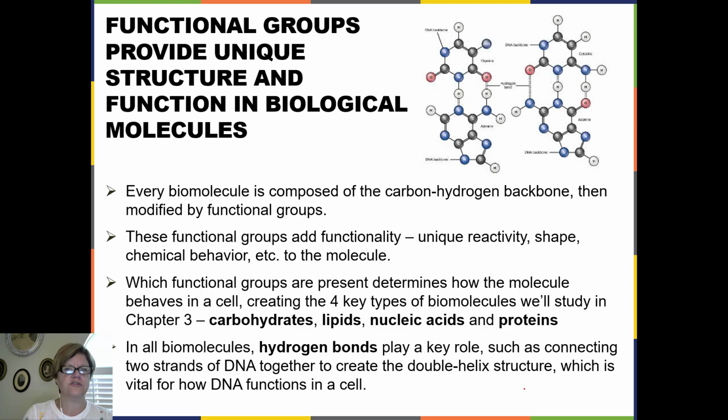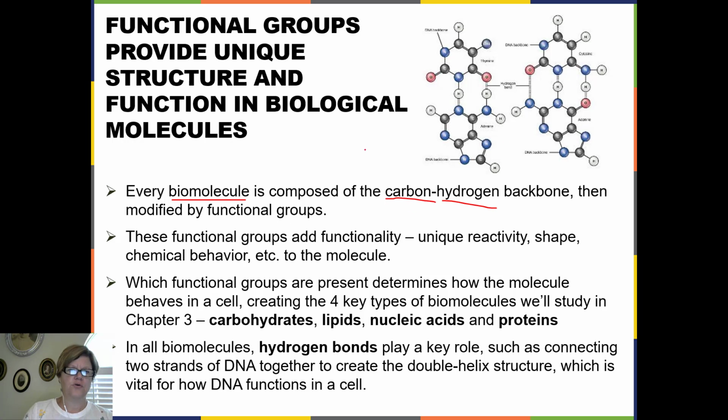Okay, so what do the functional groups do? Like I said, all the biomolecules that we're going to learn in chapter 3 start off with a carbon backbone, hydrogens, but then these functional groups attached on, and you're going to have to memorize in chapter 3 the more complex structures. So right now's the time to learn the functional groups so that when I start talking about bigger molecules, you know what I'm talking about.